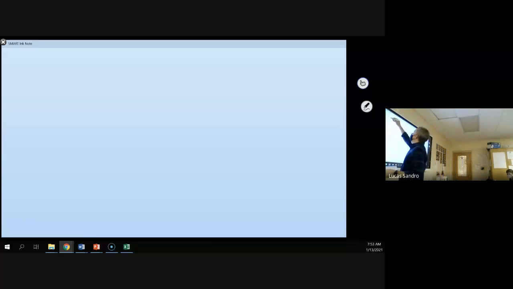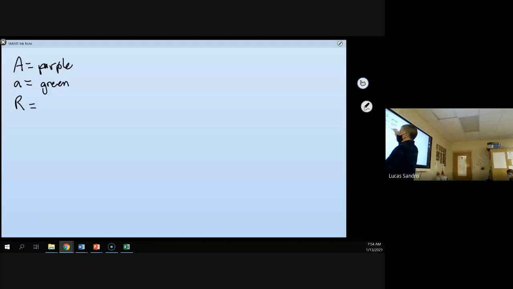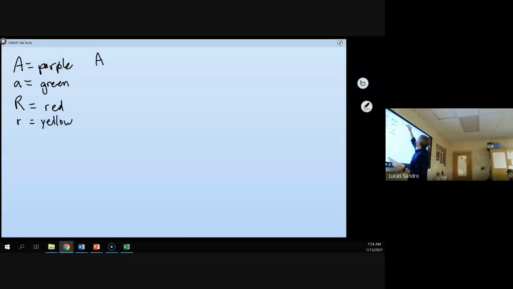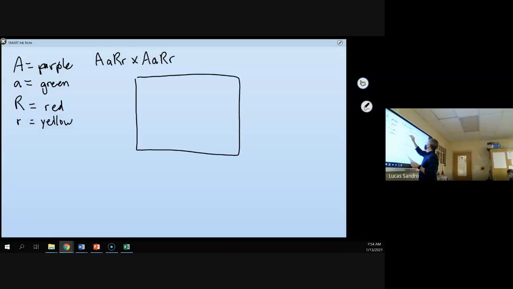Green. And then R is... and it's telling us we've got two tomato plants heterozygous for both. Well, that of course means this crossed with this. And we do our big old huge Punnett square.